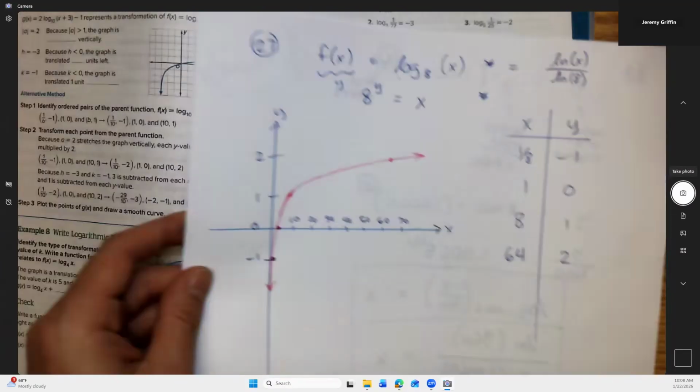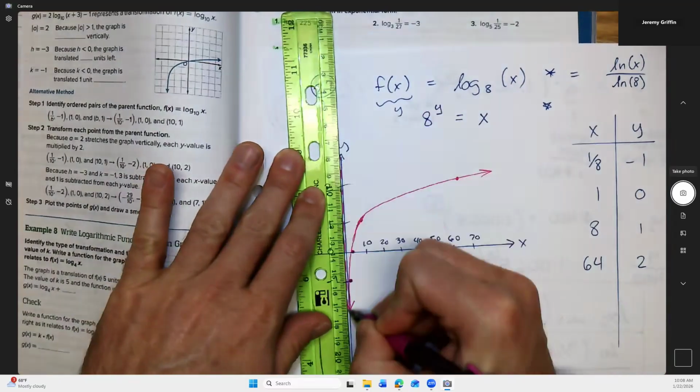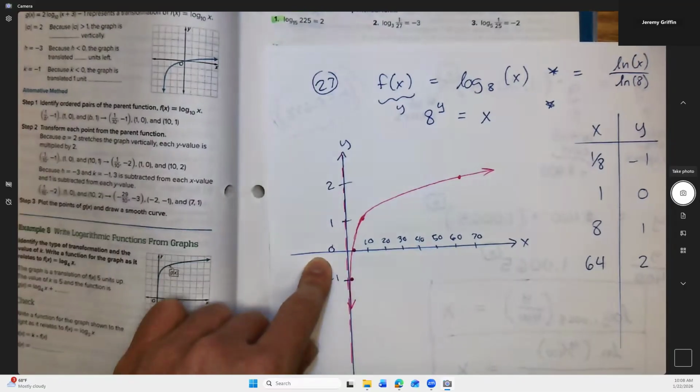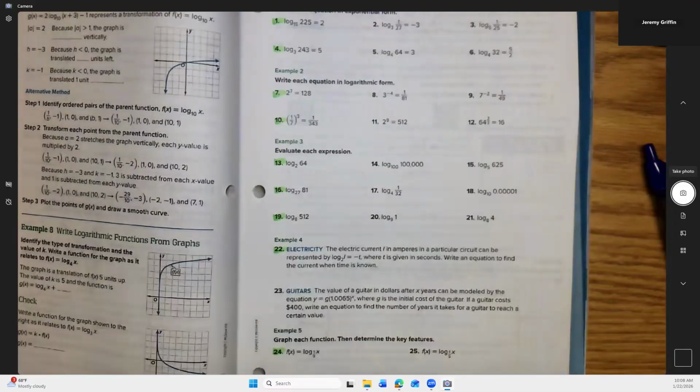So one more thing. It said identify key features. So you guys see there's going to be a vertical asymptote. I just went ahead and dashed it. The y-axis is the vertical asymptote, which is at x equals 0. All right. Keep going.